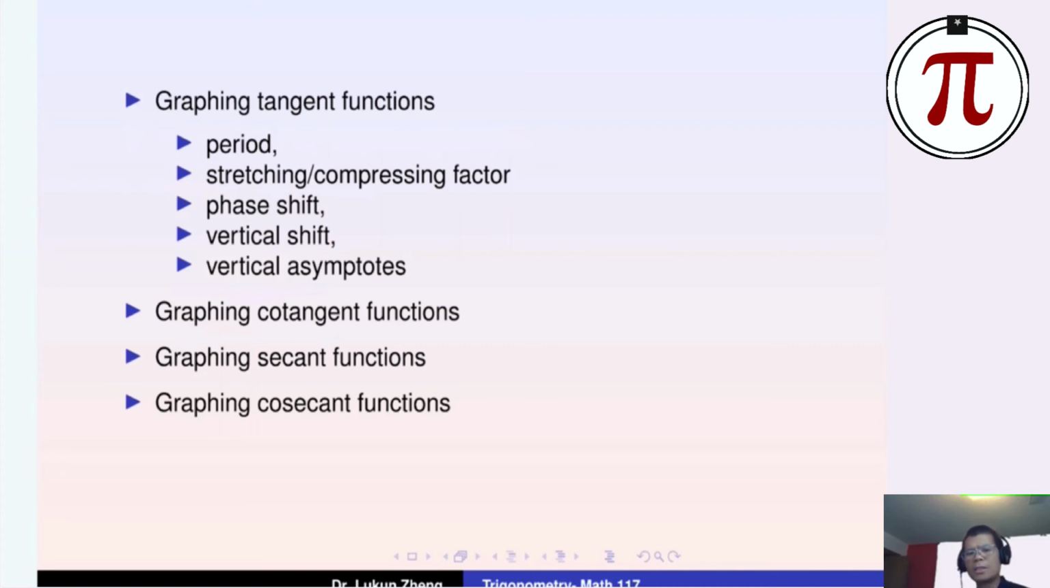Section 2.2 is the other ones, right? So graphing a tangent function. What is the period? What is the stretching or compressing factor? Phase shift, vertical asymptotes, right? So all these characteristics of tangent functions. Now, cotangent functions, same. Secant functions, same. Cosecant functions, same. So you have all these for section 2.2.